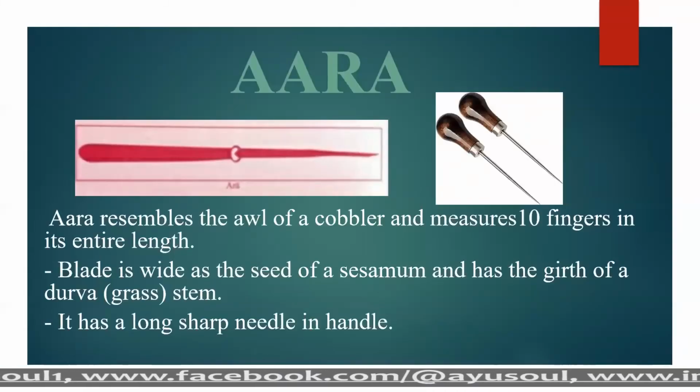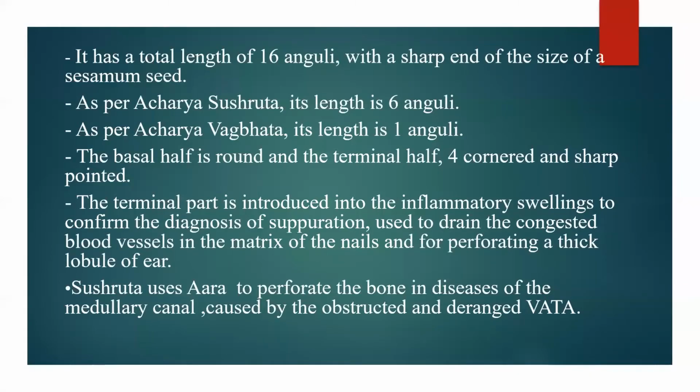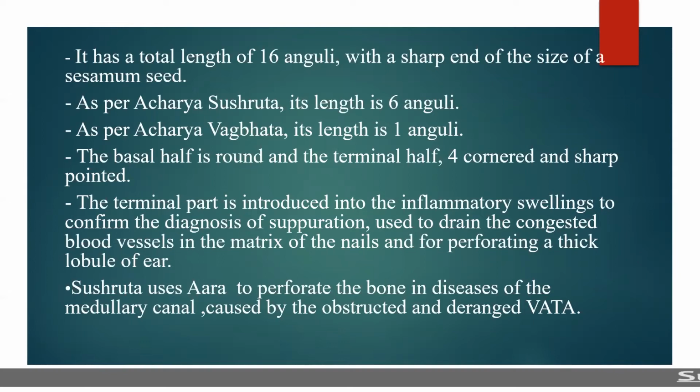Next is Ara. It resembles the awl of a cobbler and measures 10 fingers in its entire length. Blade is as wide as the seed of a sesame and has the girth of a durva stem. It has a long sharp needle in the handle. It has a total length of 16 anguli with a sharp end of the size of a sesame seed. According to Acharya Shushruta, its length is 6 anguli, and as per Acharya Vagbhat, it is 1 anguli. The basal half is round and the terminal half 4-cornered and sharp pointed.